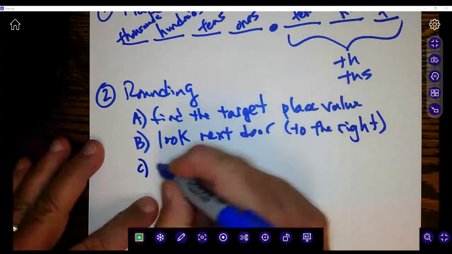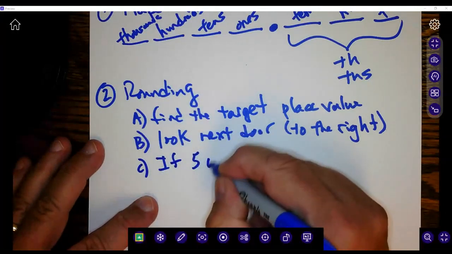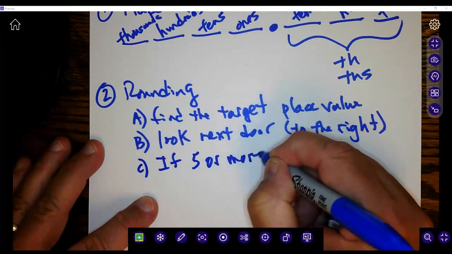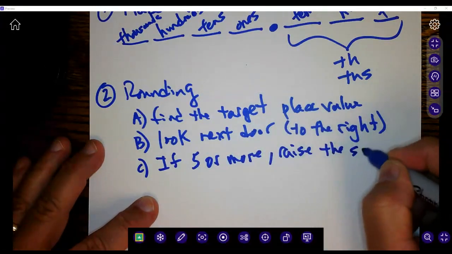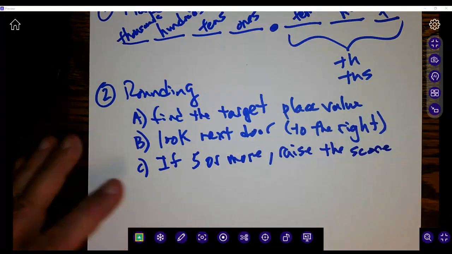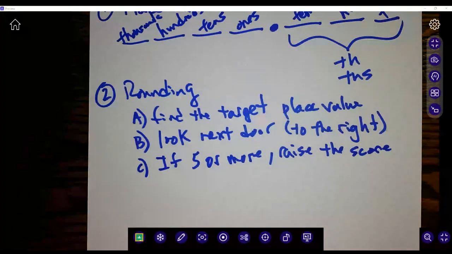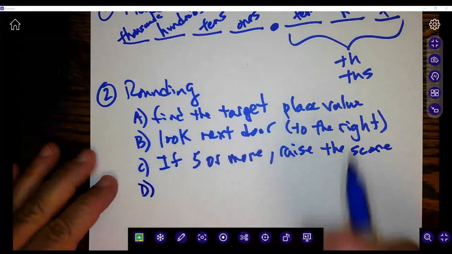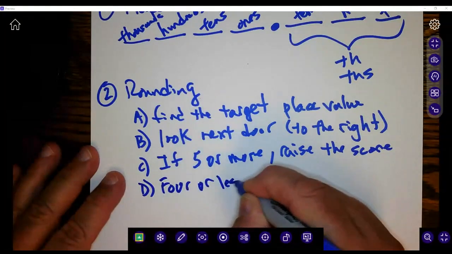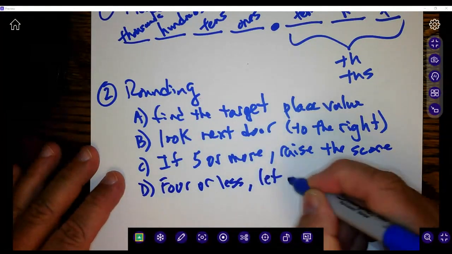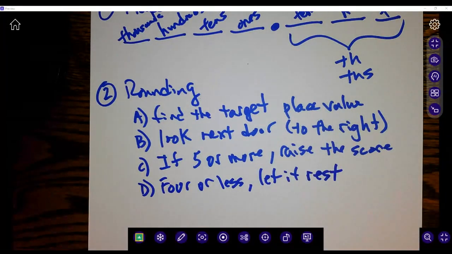And then if 5 or more, raise the score. That was the phrase that we used. If the number to the right is 5 or more, then your target number goes up by 1. 4 or less, let it rest, was the phrase that we used.